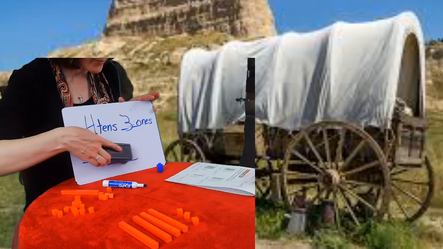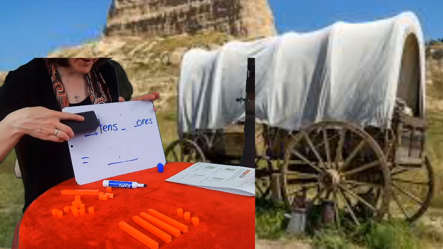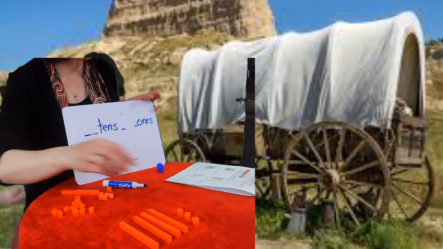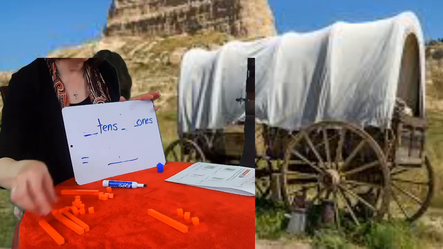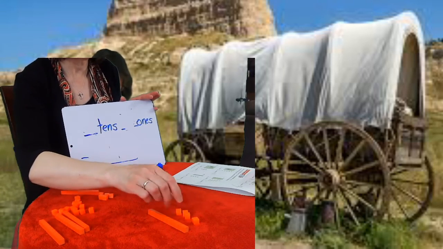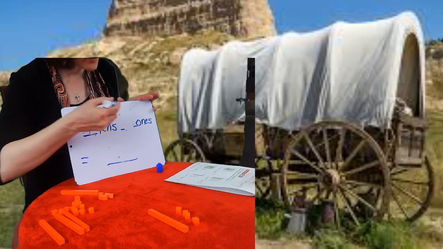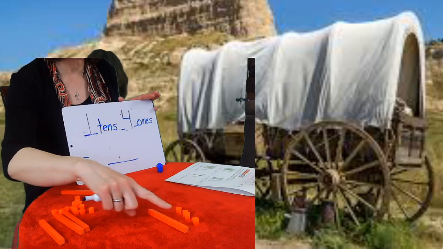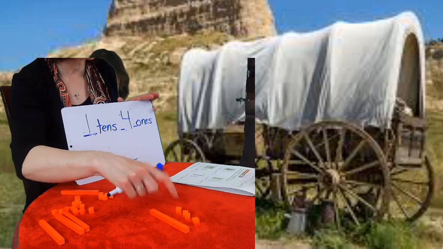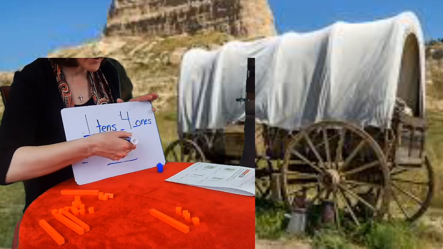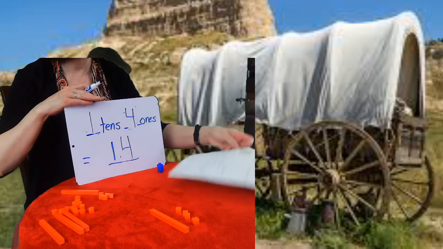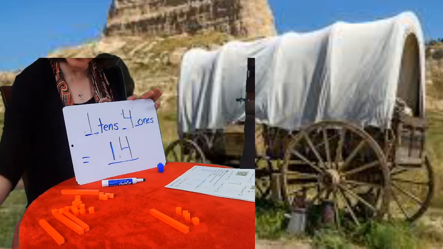Let's move on to number 4, the last one on this page. Number 4 has 1 bundle of 10 and 4 1s. So there's 1 10, 4 1s, let's count it: 10, 11, 12, 13, 14. That number is 14. Go ahead and flip to page 363.